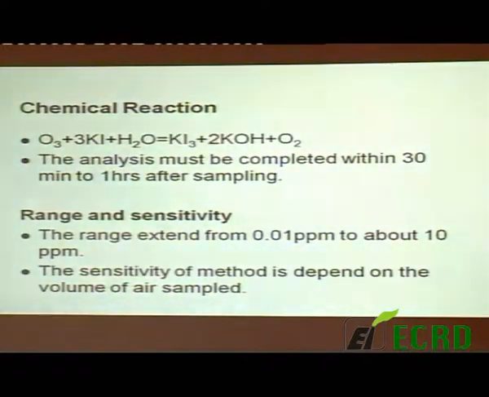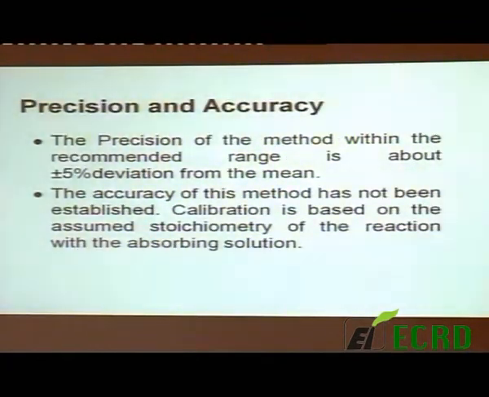The range of sensitivity is 0.01 ppm to about 10 ppm. The sensitivity of the method depends on the volume of air sample. If you want to increase the sensitivity, you draw a larger volume of air. There was a question about the industrial or occupational environment versus ambient air quality. In ambient air quality, we draw a larger volume because the concentration is low. In the industrial environment, the concentration is high, so we use low volume samplers. So if you increase the sampling volume, you can increase the sensitivity of the detection limits. The precision is plus or minus 5% deviation.